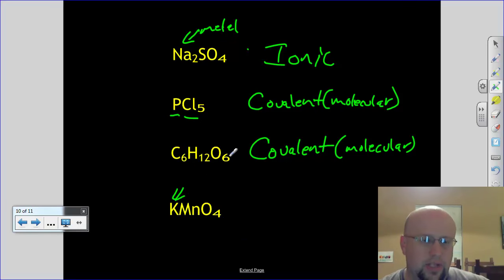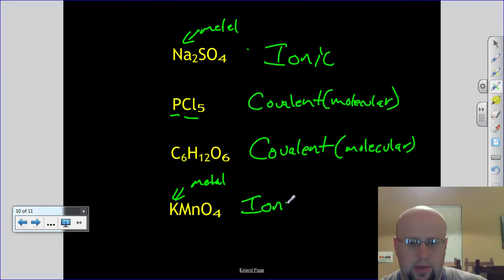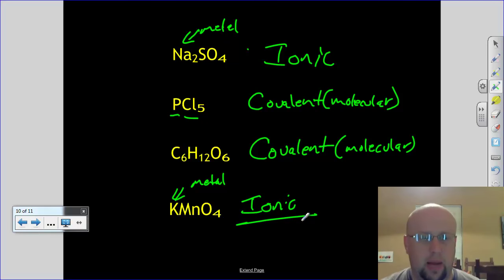In our last compound here, potassium permanganate, potassium is a metal, and as soon as I see metal, I immediately sort of scream out to myself, hey, that's ionic. So hopefully you guys got that. We'll run through some practice today in class, and I'm pretty sure that everyone will get a pretty quick handle on that, guys. Thanks a lot.